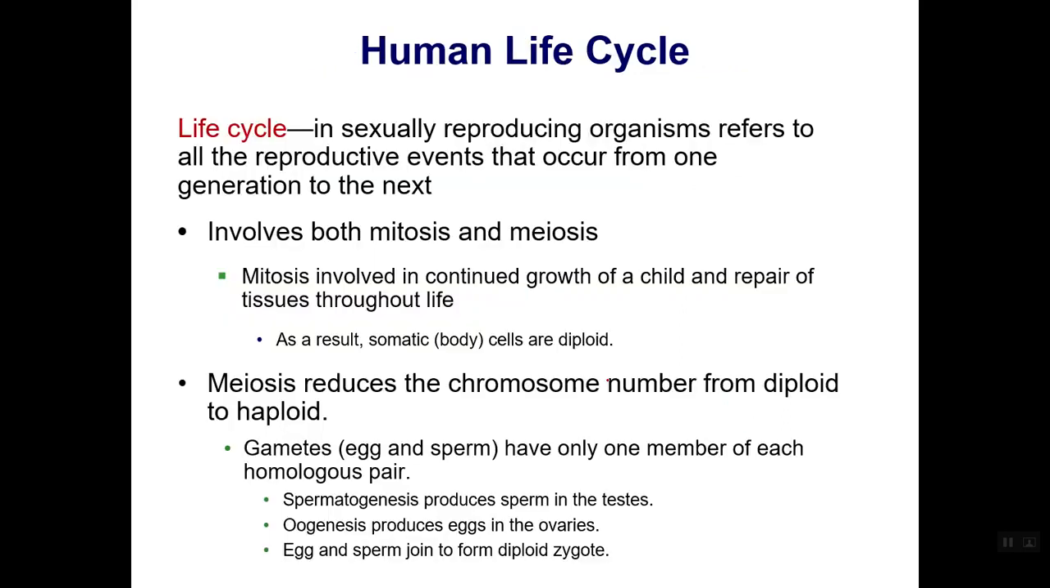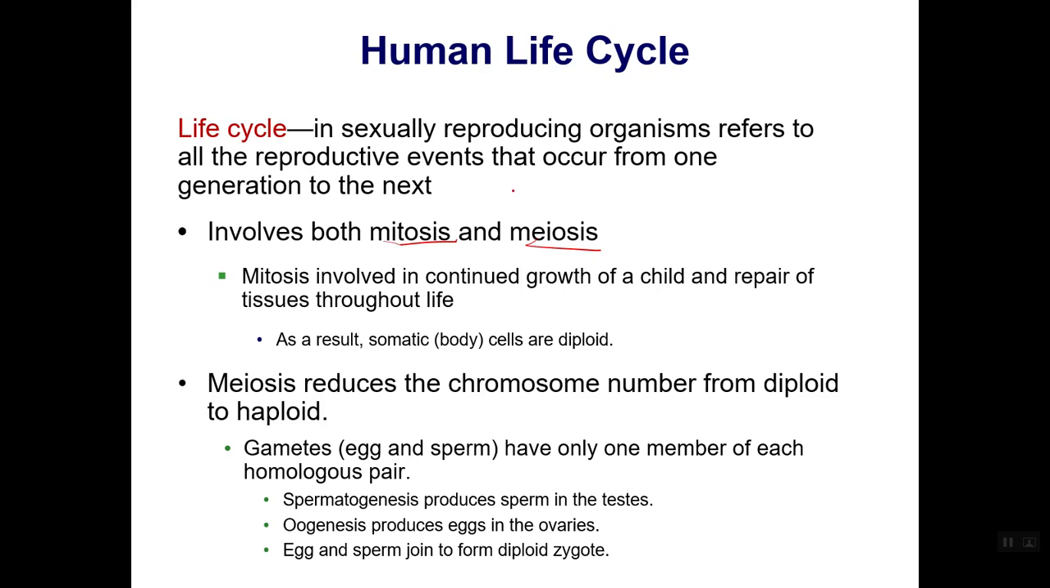Now, the next topic in our text is human life cycles. What a life cycle refers to is all the reproductive events that occur from one generation to the next. So from the time you are conceived till the time that you reproduce. And this process involves both mitosis and meiosis. Mitosis is involved in continued growth of a child.